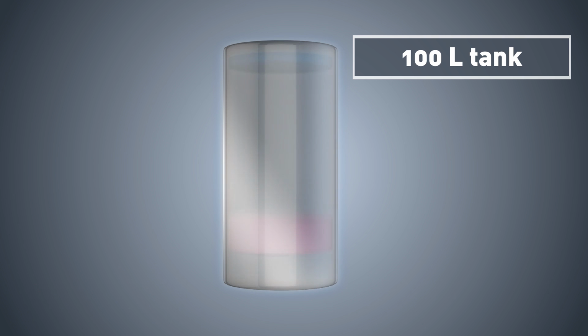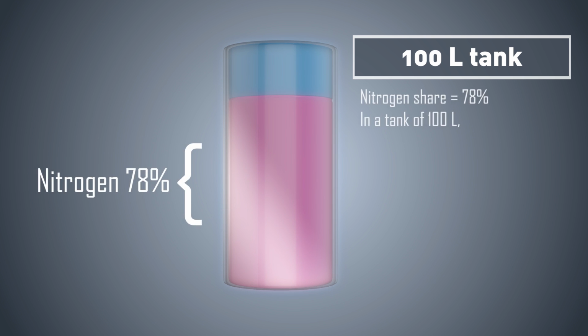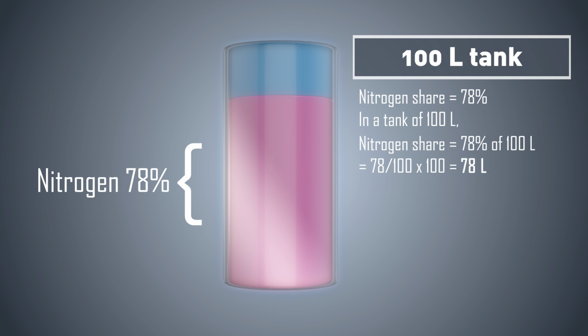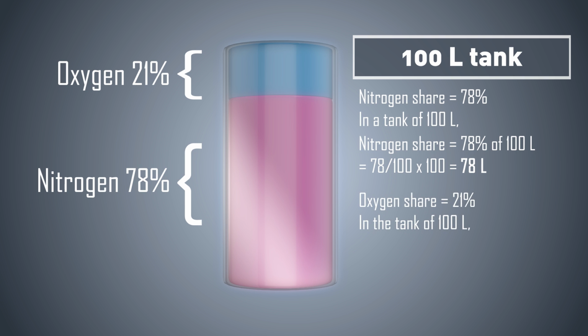Okay, go. The amount of nitrogen is 78%. So in a container of 100 liters, the volume will be 78% of 100 liters. That is 78 by 100 into 100, that is equal to 78 liters. Similarly, the volume of oxygen will be 21% out of 100 liters, which is 21 by 100 into 100, that is 21 liters. Awesome.